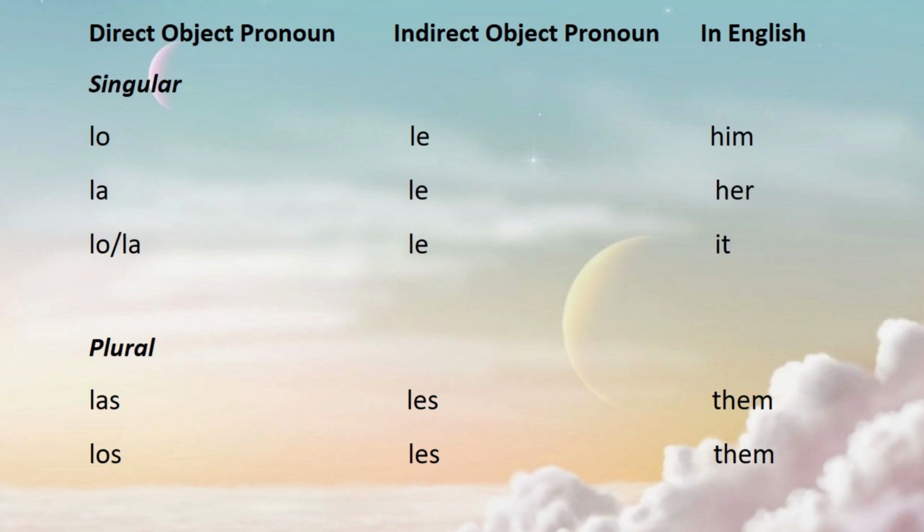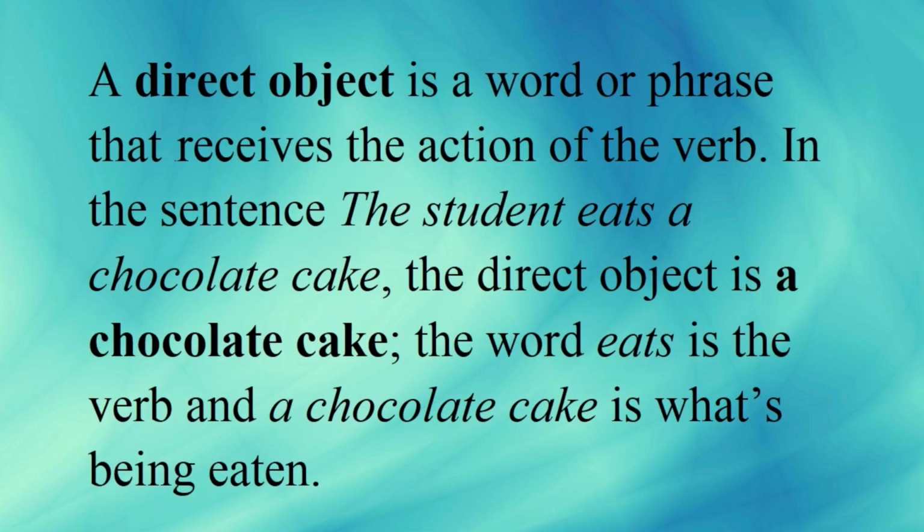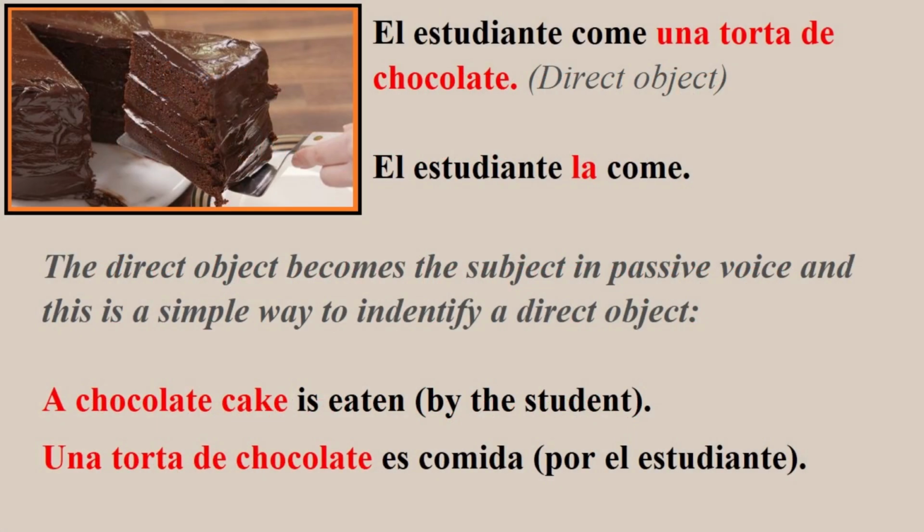But what is a direct object? A direct object is a word or phrase that receives the action of the verb. In the sentence, the student eats a chocolate cake. The direct object is a chocolate cake. The word eats is the verb, and a chocolate cake is what's being eaten. In Spanish, el estudiante come una torta de chocolate.